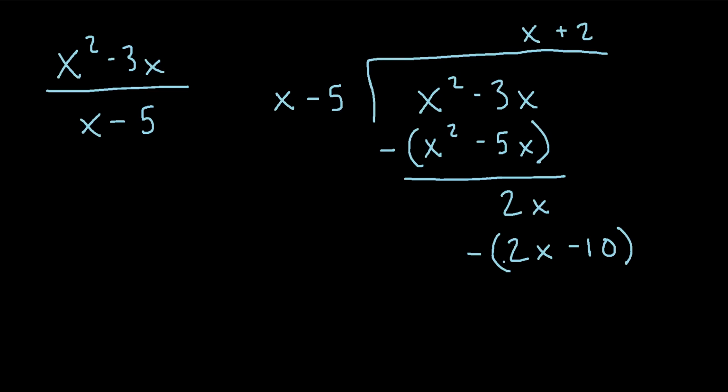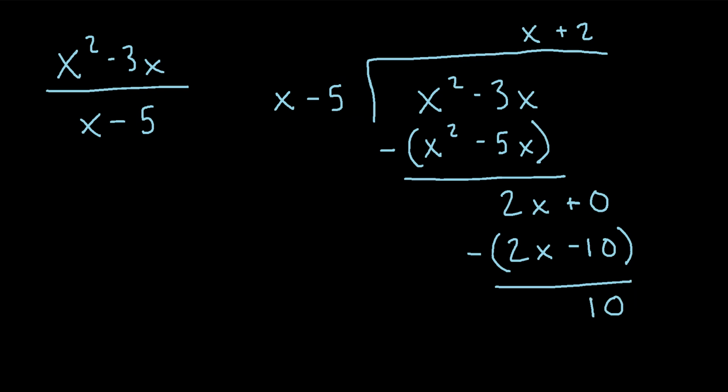So we get 2x minus 2x, that's nothing. And then right here, we could say plus 0, just to have something to subtract. So 0 minus a negative 10, that's 0 plus 10. So we're just left with 10. Now notice the degree of this expression right here is now less than the degree of this expression. So that means we're done.